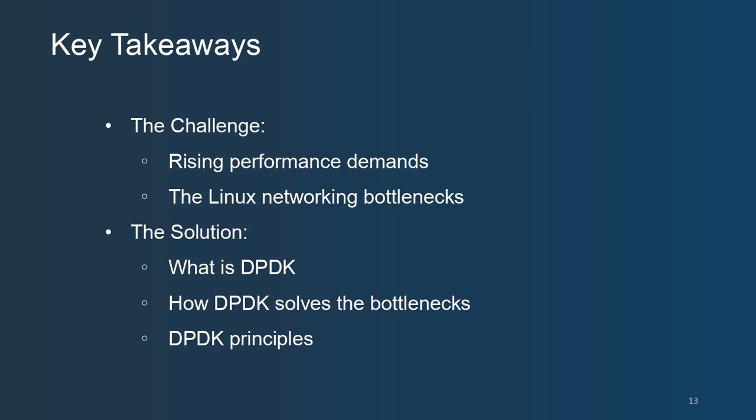And behind the scenes, five core components work together: PMDs, EAL, memory management, rings, and libraries. This combination of techniques and components is what makes DPDK the industry standard for building high-performance network applications.